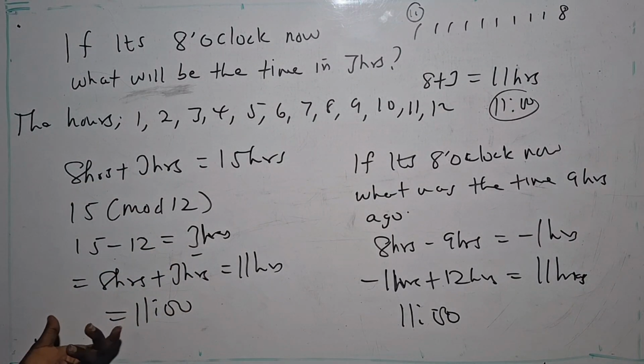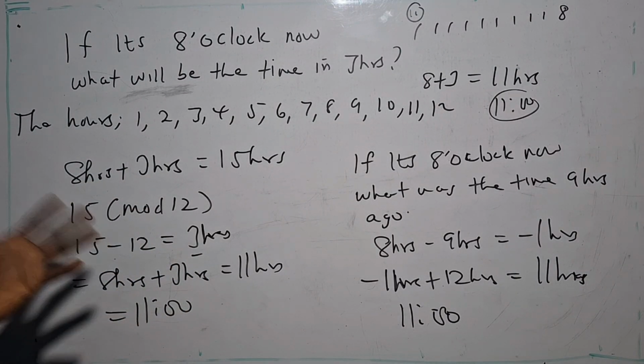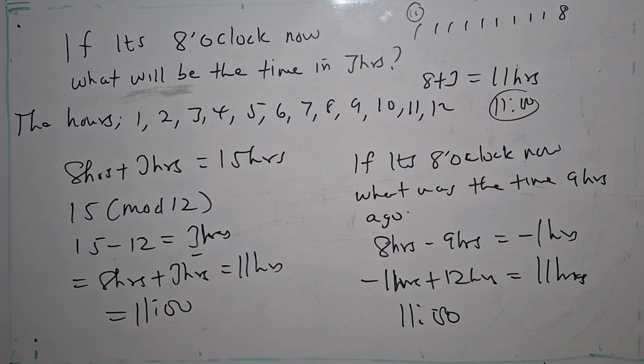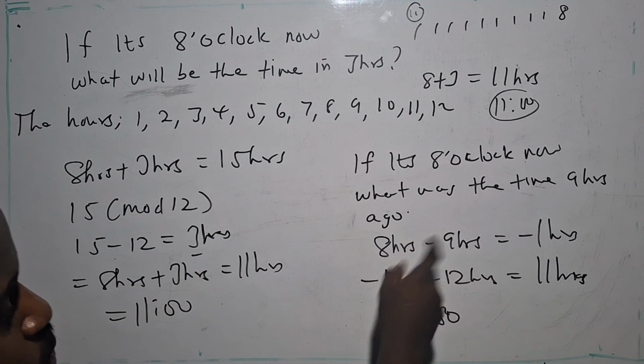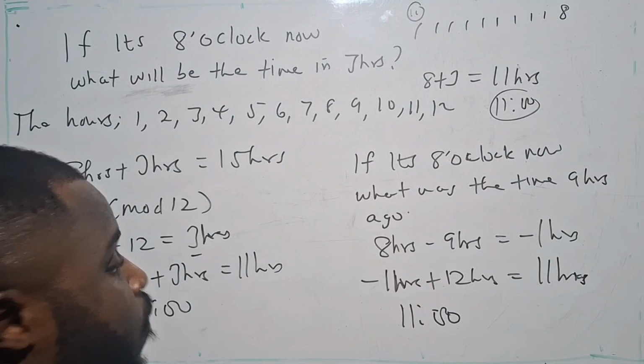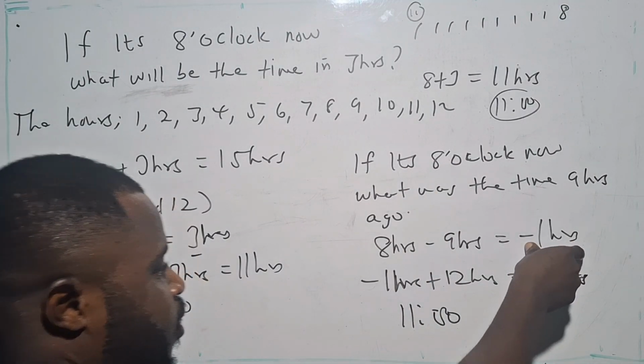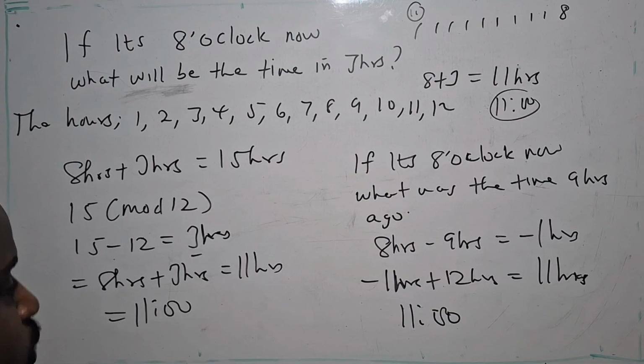The same as this one, changing the questions. So 9 hours ago, what was the time? We are going to subtract the 9 hours from the 8 hours, or the 8 o'clock now. So the answer we get, we are going to add. If we are solving modulo in negative, continue adding the mode, and you get a positive number that is lesser than the mode.